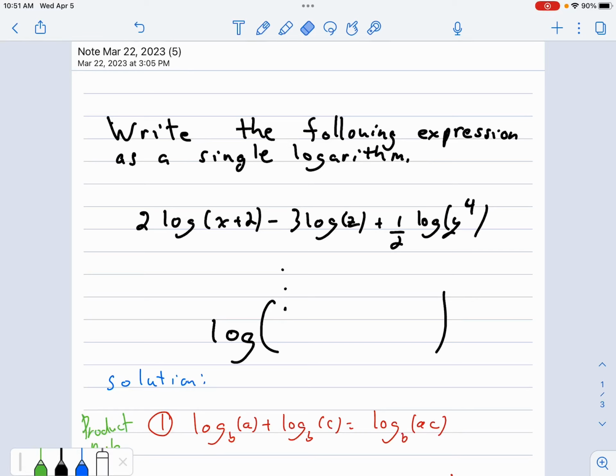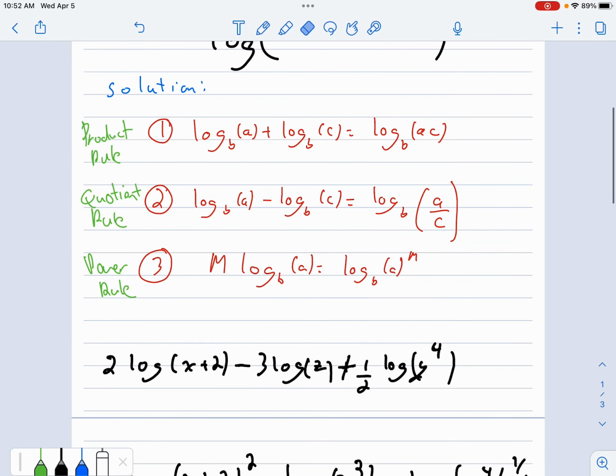Write the following expression as a single logarithm. We have 2 times log of x plus 2 minus 3 log of z plus 1/2 of log of y to the 4th. Okay, and what I mean by those little dots here is our goal is to combine all those terms into a single log, and all that means is you have log of something, and that's it, one single log.